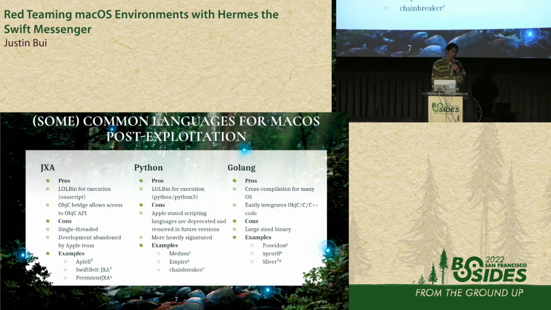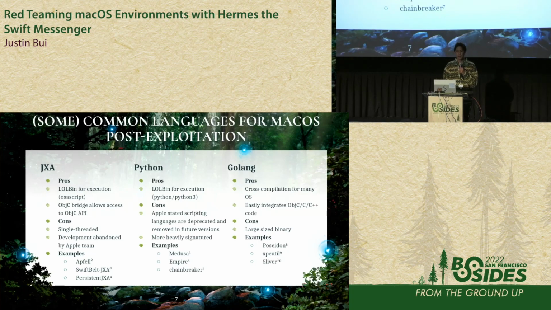Additionally, with the JXA language, if you couldn't do something in pure JXA, you could likely do it using Objective-C. JXA exposes an Objective-C bridge, which allows you to call Objective-C API calls. And so anything you can do in Objective-C, you could probably do in JXA. Some notable cons for JXA are that it's single-threaded. So if you're trying to run multiple jobs concurrently with JXA, that wouldn't really be possible.